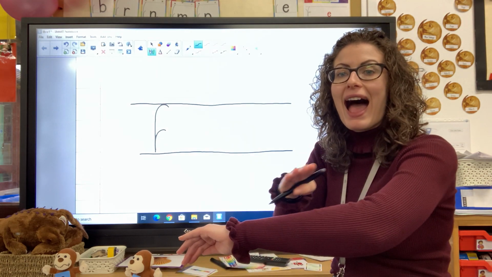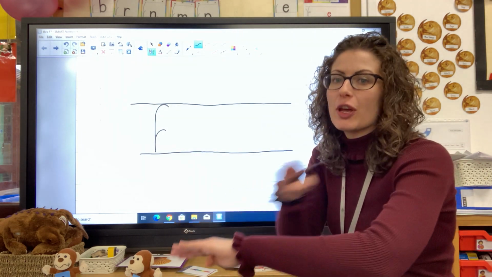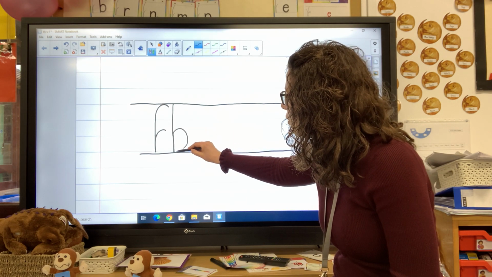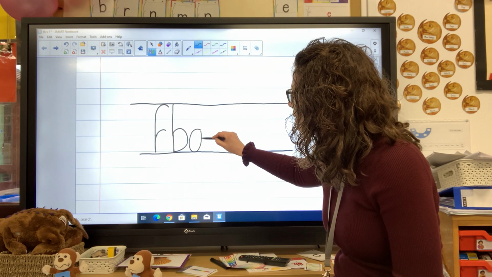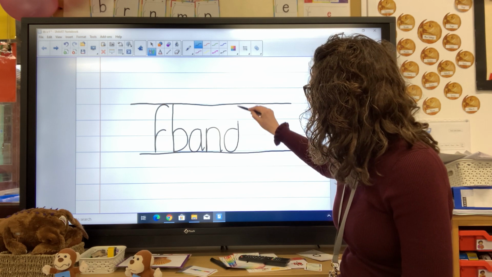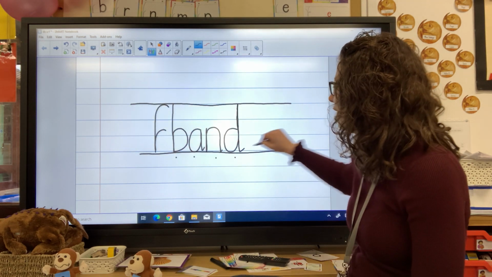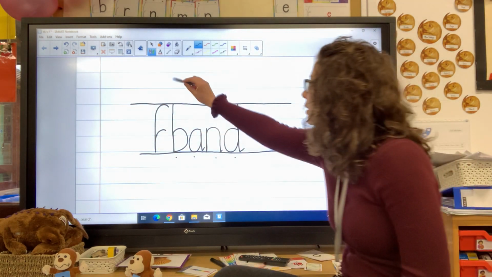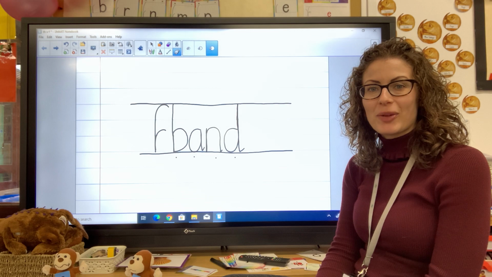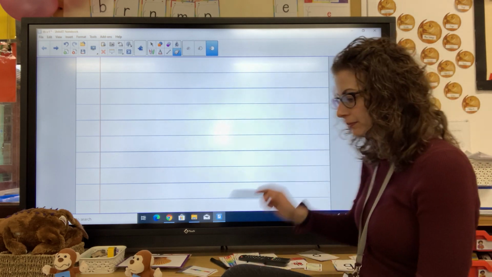B, and, band. Four letters. B, and, band. So we're going to start with our B. Down, bump, back up, push over, pull along the ground. And. The band were playing really great music at the party last night. B, and, band. Four single sounds. Four phoneme word. Okay, take a picture. Can you write the word band for me?